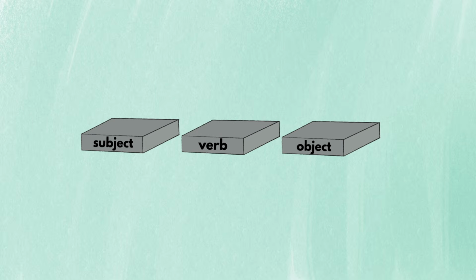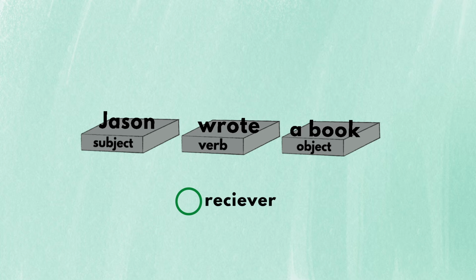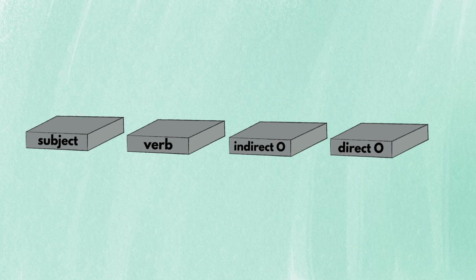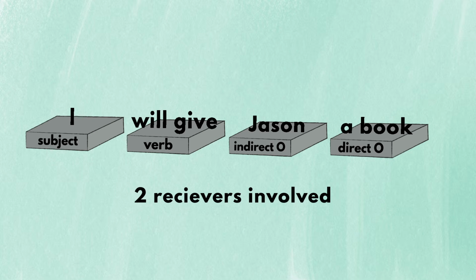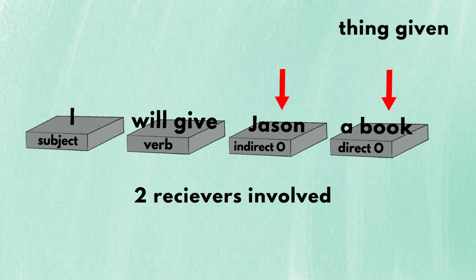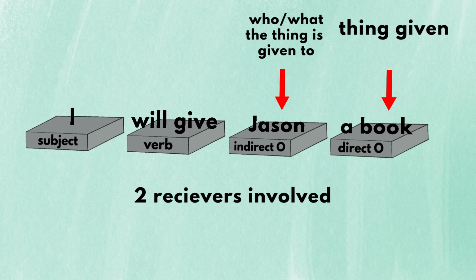Moving on, the next sequence is the subject-verb-object structure. You use this structure when the verb requires a receiver. For instance, take the sentence Jason wrote a book. The action wrote needs a receiver and the receiver is the word a book. The next sequence is the subject, verb, indirect object, direct object structure. You use this structure when English speakers think there are 2 receivers involved in the action. For instance, take the sentence I'll give Jason a book. English speakers think that Jason and a book are both the receiver of the action give. The thing given is called the direct object and is located in the back. Who or where the thing is given to is called the indirect object and is located in the front.